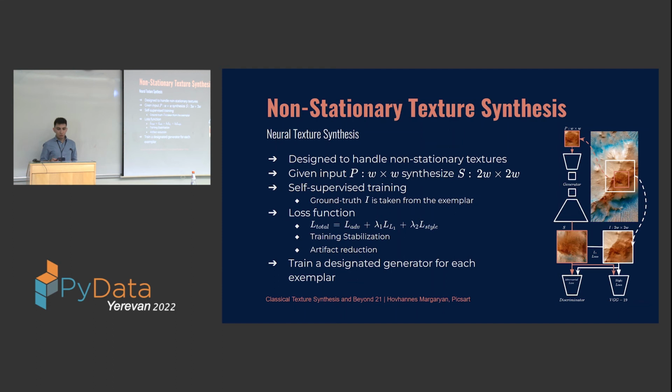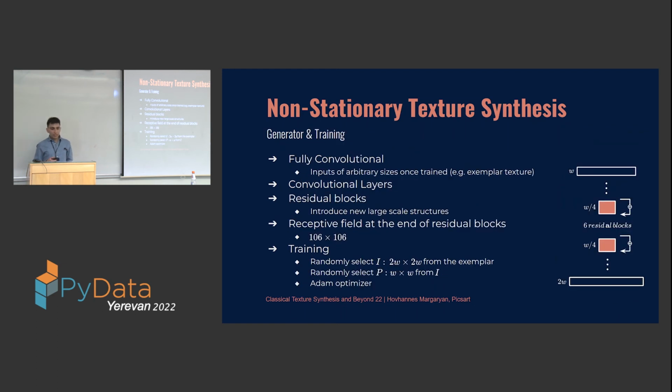In this approach, we need to train a separate generator for each given input exemplar texture. Now let's take a look at the very general architecture of the generator network and the training procedure. The generator network is fully convolutional, which implies that it can take inputs of arbitrary sizes. Particularly, once it has been trained, the given input exemplar texture can be given as an input to the generator in order to obtain an output texture that is 2 times larger than the given input exemplar texture.